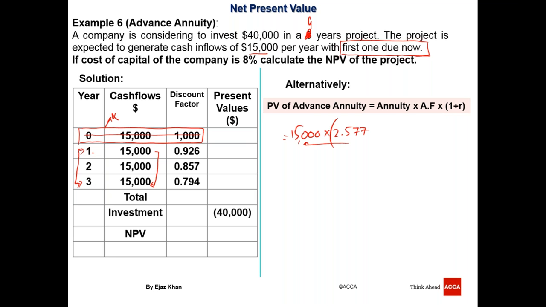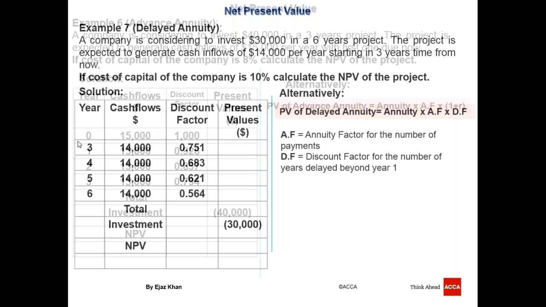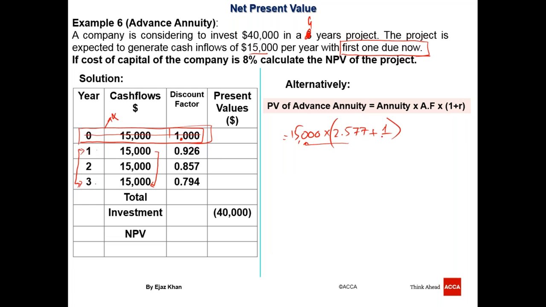So what we need to do is pick the discount NPV factor from year one to year three from the table, as the table will always show the NPV factor from year one onwards. So it's 2.577. And remember one thing, any cash flow which is received or paid immediately at point zero will always have a discount factor equal to one. So we'll just add one for this point zero cash inflow. Whenever we are supposed to receive a cash inflow immediately, we'll just add one to our NPV factor.